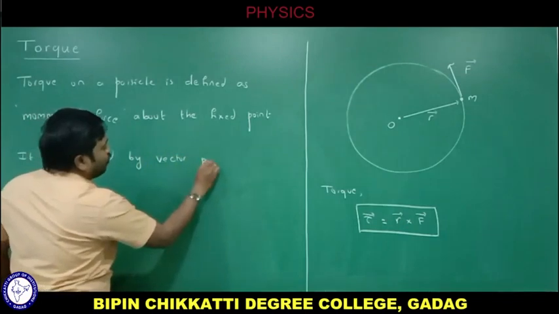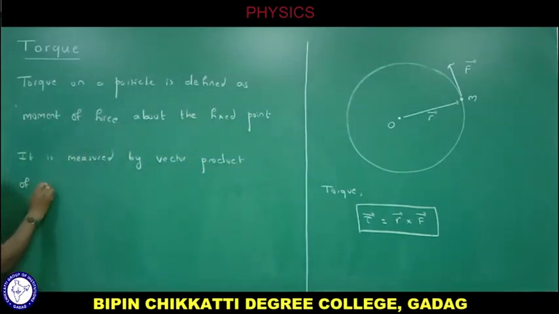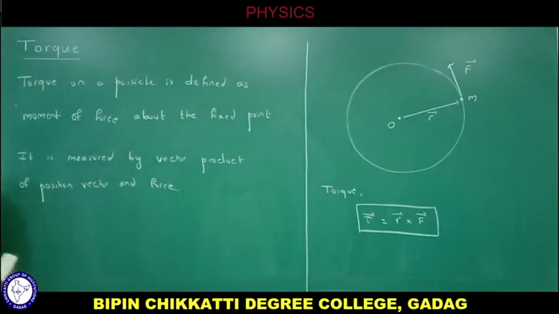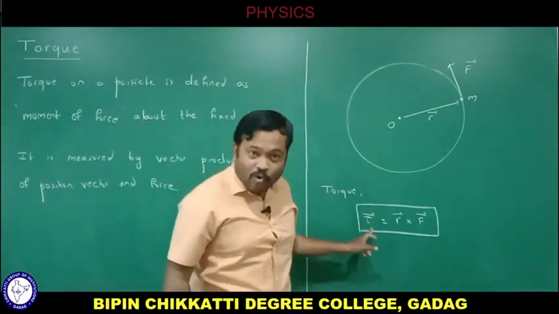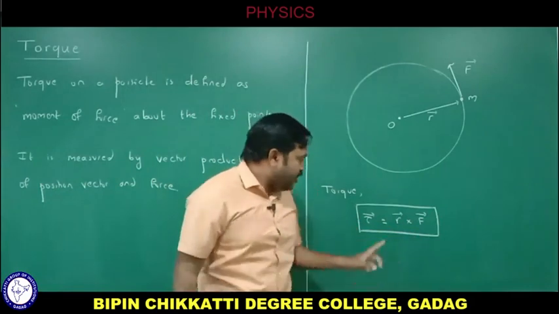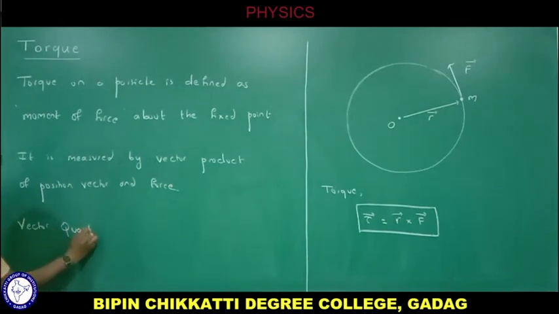It is measured by vector product of position vector and force. So the formula for torque, that is tau, is equal to r cross F. Do remember this. As it is a vector product, this torque is which quantity? It is a vector quantity. Do remember, torque is a vector quantity.